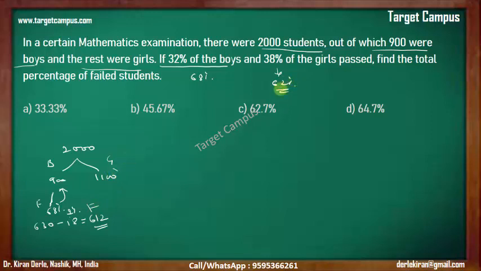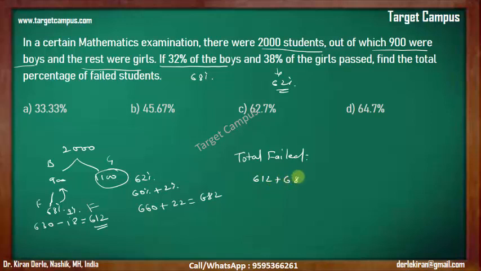What is 62% of 1100? We have to calculate 62% of this. So what is 60%? 60% plus 2%. 60% is 660 plus 2% of this is 22. So that is 682. What is total failed? Total failed are 612 plus 682, that becomes 4, and this is 8 plus 1, 9, and this is 12, 1294. So out of 2000 total students, 1294 failed, and we are asked to calculate the percentage.